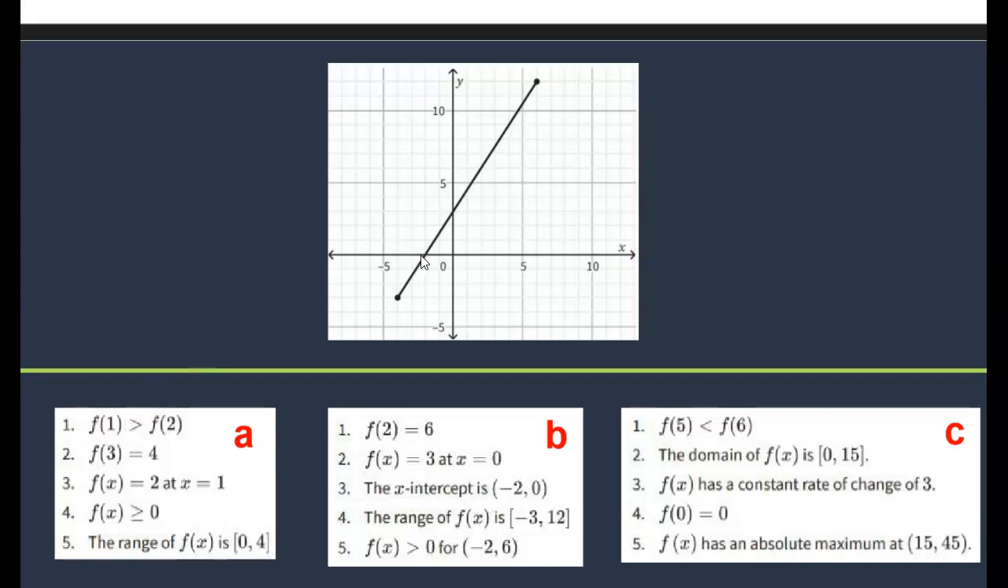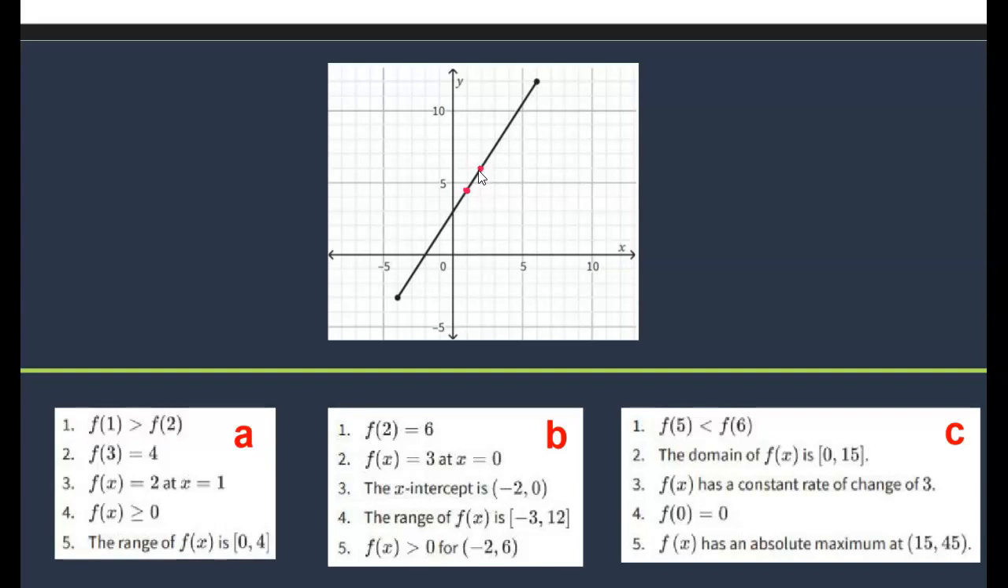Okay, so f of 1 is going to be where x equals 1. Here's the x-axis. X is 1 here. And let's go up to the function. Here's f of 1 right here. Then f of 2 is going to be where x equals 2, right here.